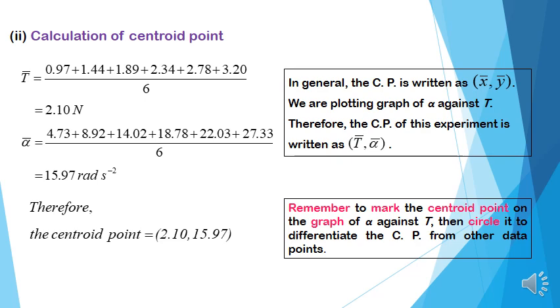Please show the calculation of average t and average alpha in your experiment report. Therefore, the centroid point for this experiment is 2.10 and 15.97. Remember to mark the centroid point on the graph of alpha against t, then circle it to differentiate the centroid point from other data points.